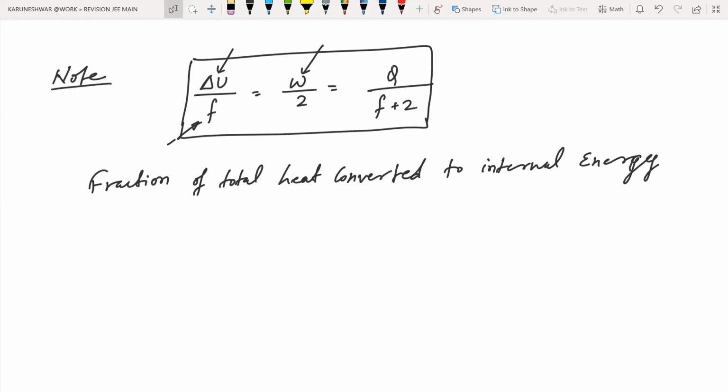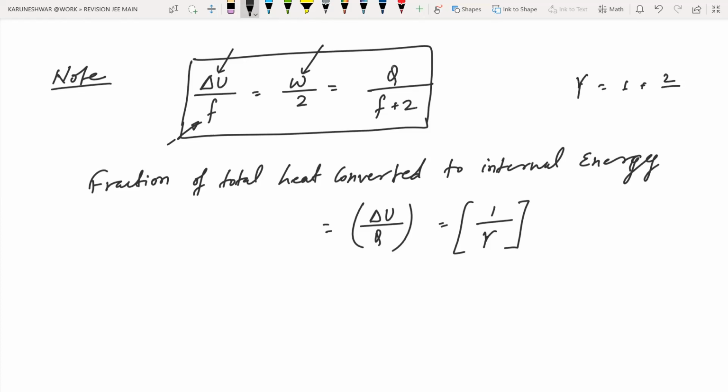So you can see it is asking fraction of total heat. So what does it mean that what the change in internal energy is happening with respect to heat it is. So you can see delta U by Q if I'll go for, so it is F by F plus 2, and that is nothing but it is 1 by gamma. Where gamma is in terms of degree of freedom, if I'll write that gamma is 1 plus 2 by F.